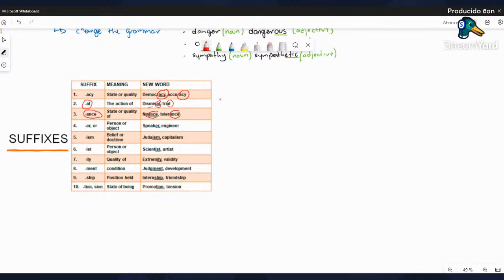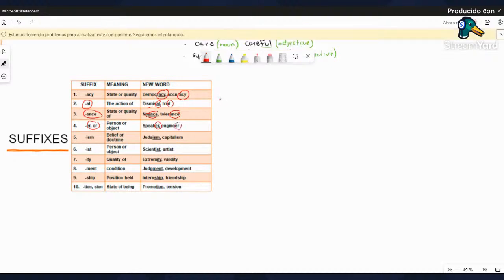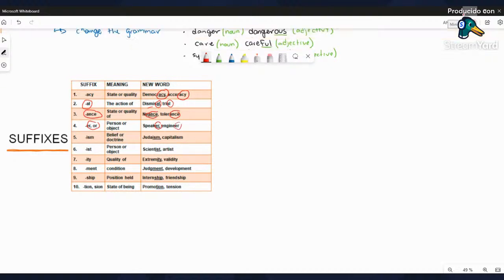When I add -er or -or, as you can see, it's the person or object itself. Speaker. Engineer, is the person who is related to engines, right? Or the person who speaks.